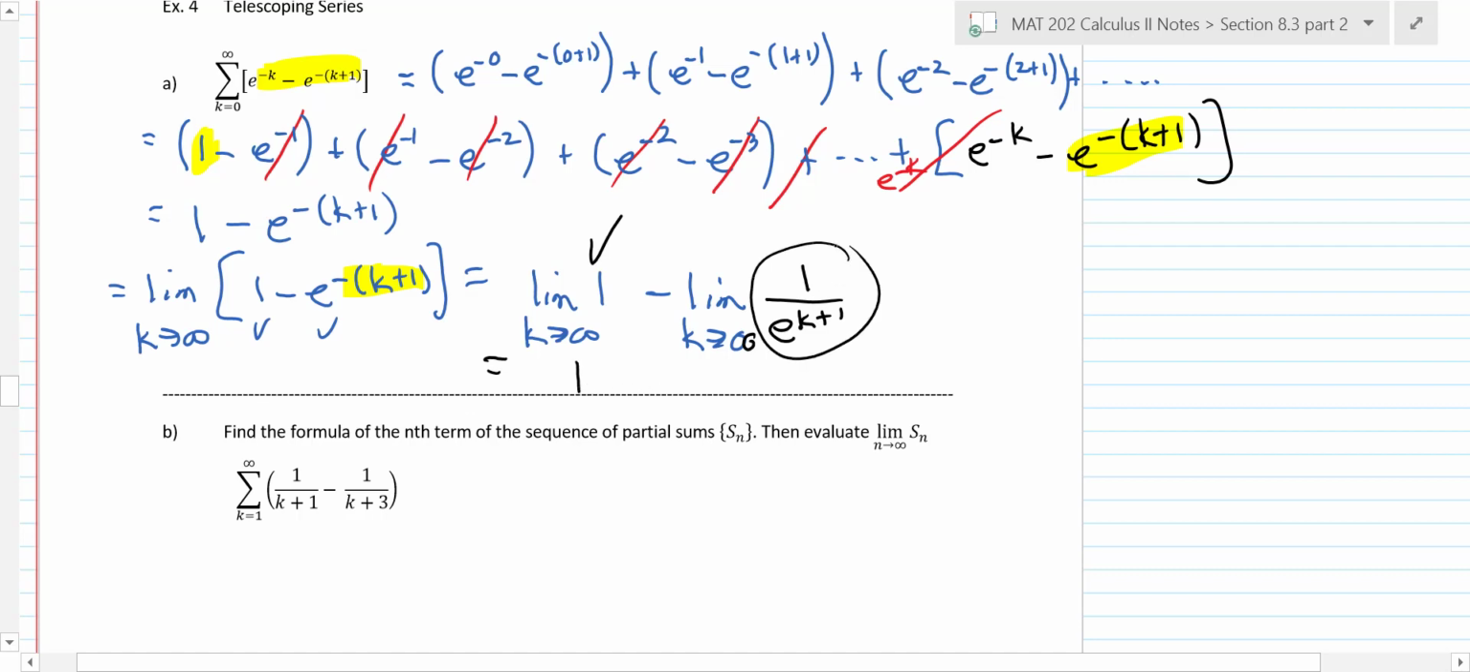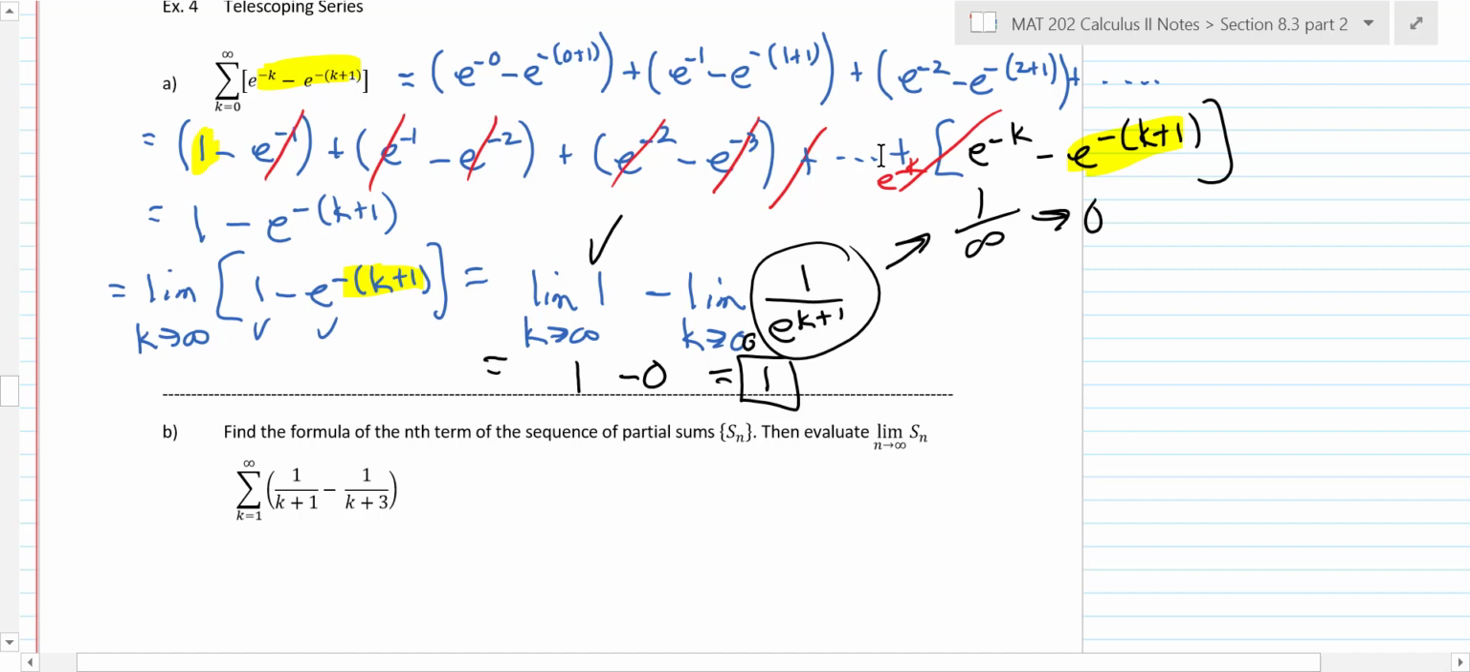What do you think the limit of 1 over e to the k plus 1 is as k goes to infinity? Where's that going? 0, exactly. Because this thing is really 1 over an infinitely big number, right? That's e to the infinity plus 1. So for all practical purposes, that's 1 over infinity, so that goes to 0. So that means that the sum of that infinite series is 1.